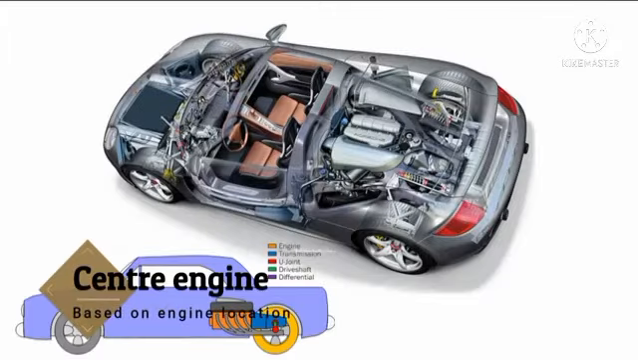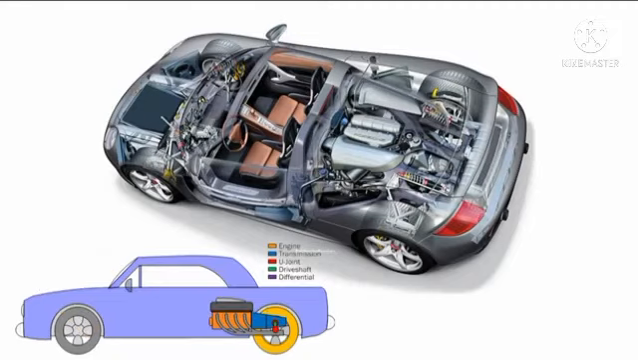Center engine chassis or mid-engine chassis. In this type, engine is mounted in between front wheels and rear wheels. Since the weight of the car shifts under acceleration, this arrangement further improves wheel grip and car body can be designed with greater aerodynamic efficiency.